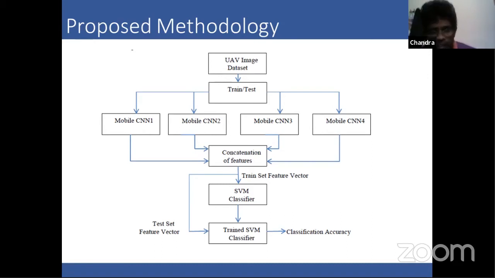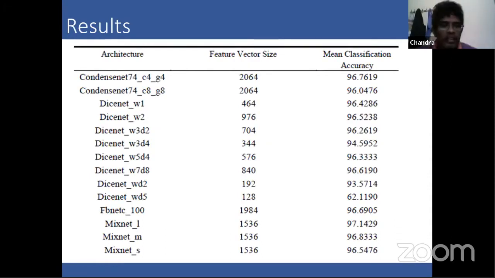Once the SVM classifier gets trained, I have given the test feature vectors, and then the classification accuracy is obtained. The splittings that I have chosen are 80/20 and then 10/90. So I have used CondenseNet, DiceNet. These are the architectures that I have used, and the second column shows the feature vector size, as small as, for example, 128 for DiceNet. DiceNet is a dimension-wise convolution CNN architecture. The mean classification accuracy obtained I've shown in the right column.